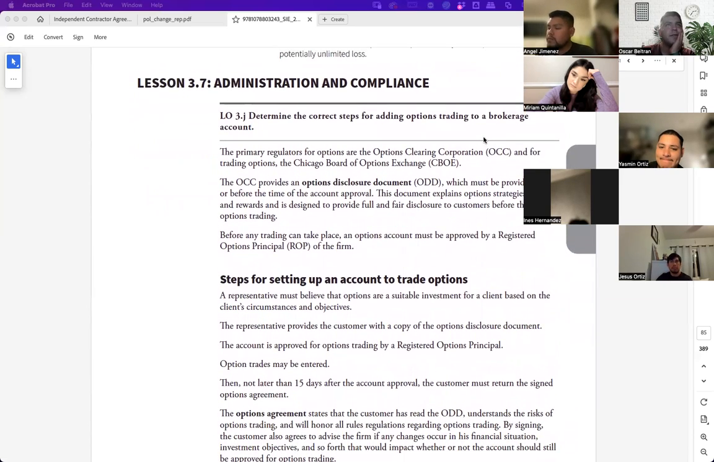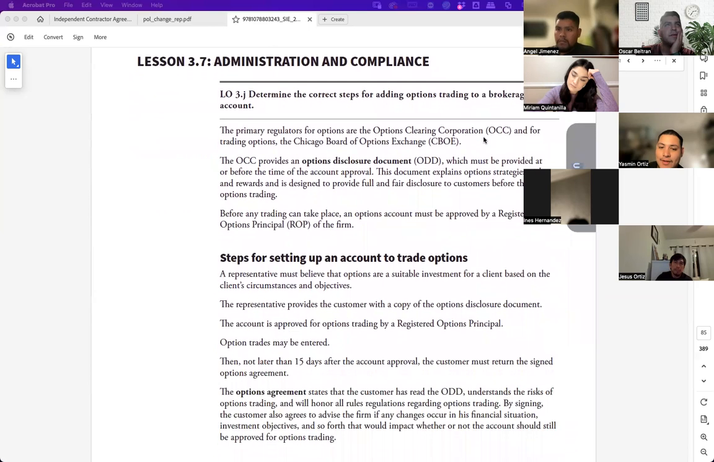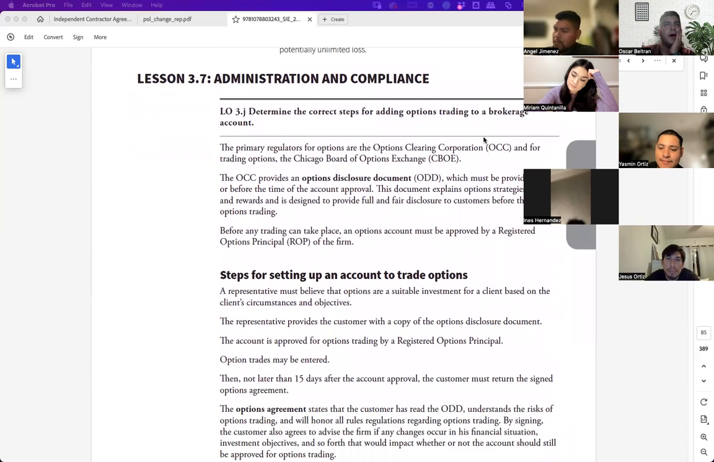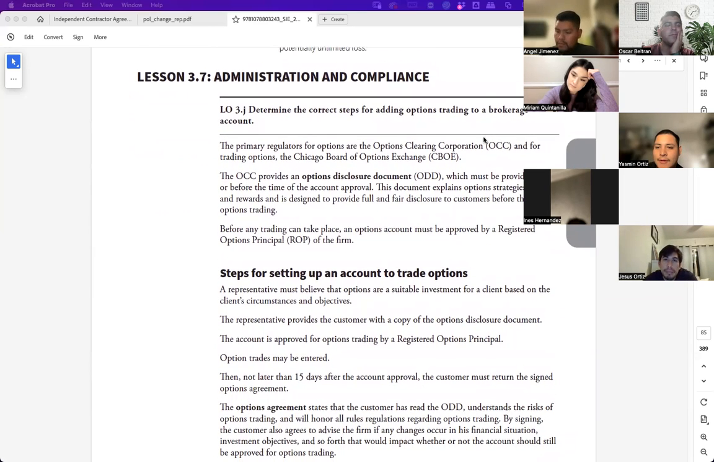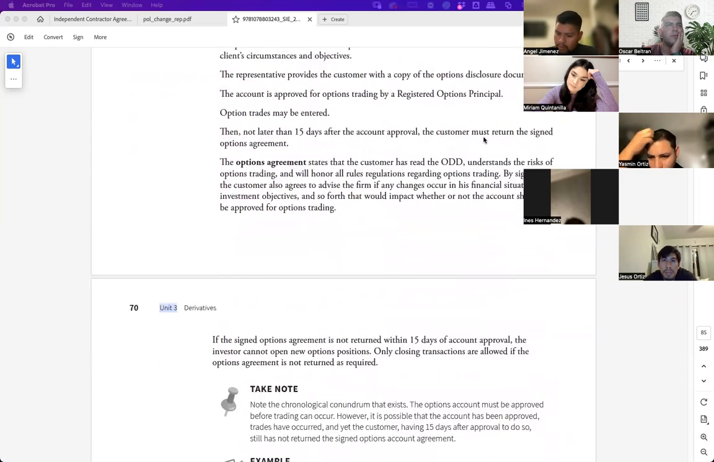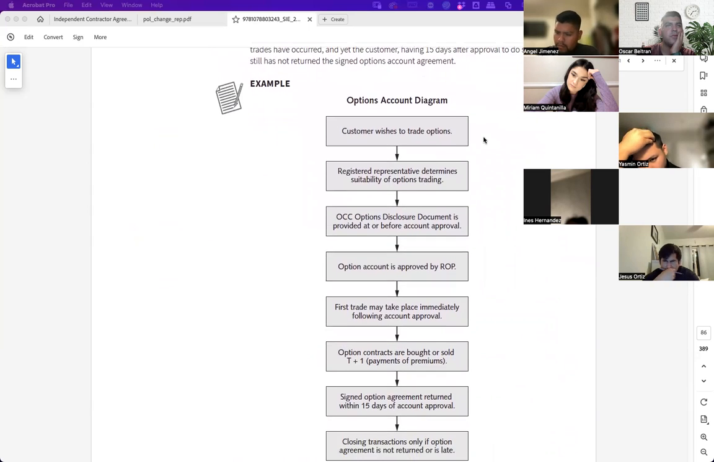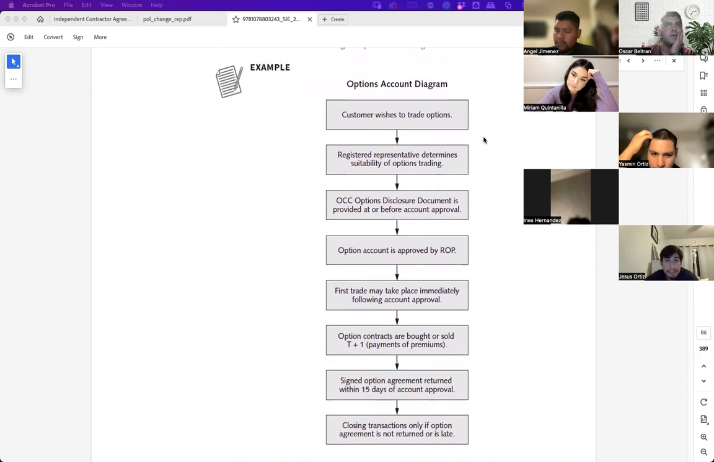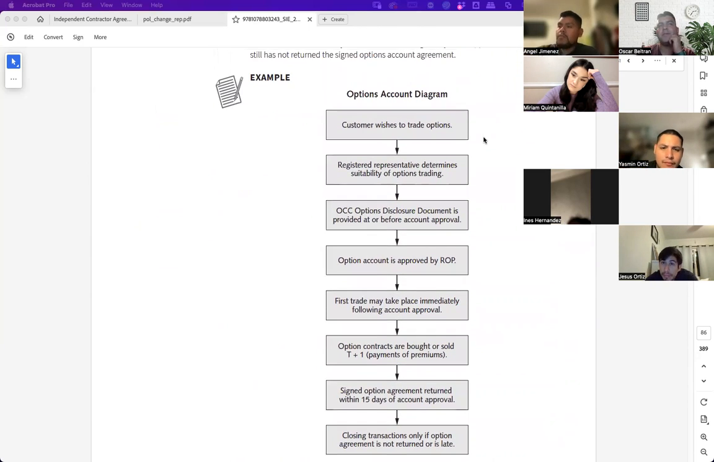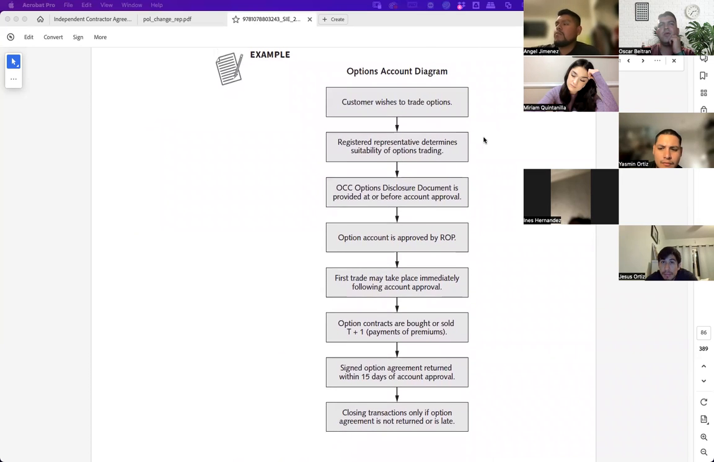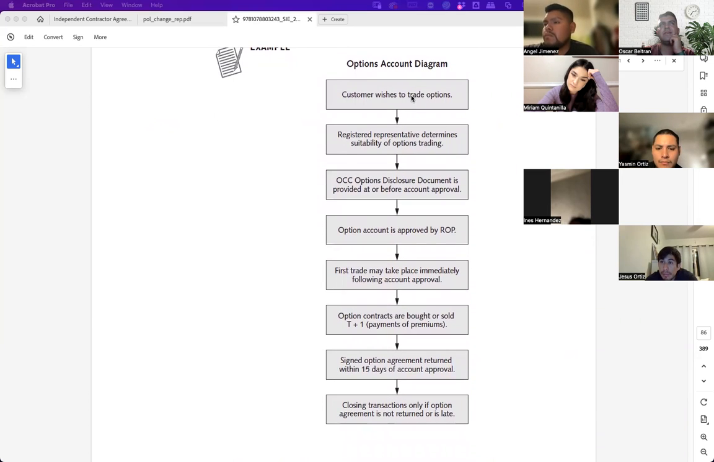Oh, I forgot about this thing here. So here it talks about the options clearing corporation. Not that hard. I'm trying to look for a little cheat sheet. There it is. For the options clearing corporation, all you have to pretty much memorize is this diagram here. Customer wants to trade. Registered representative determines suitability of options trading.